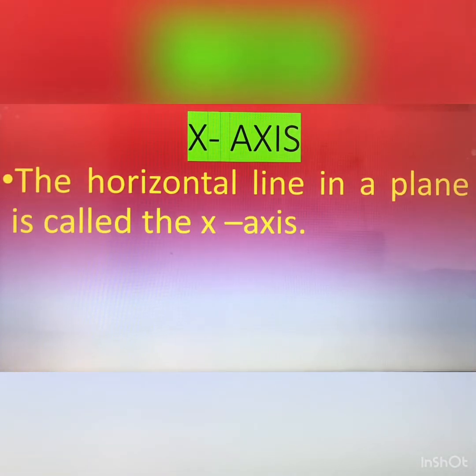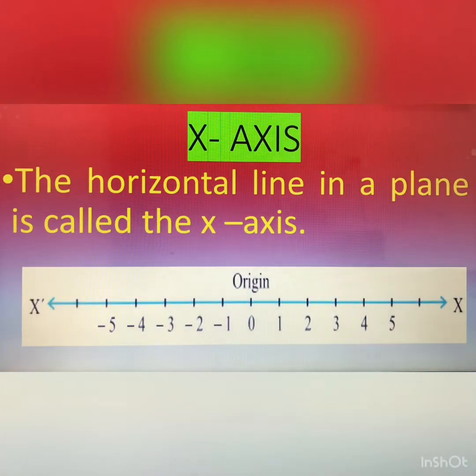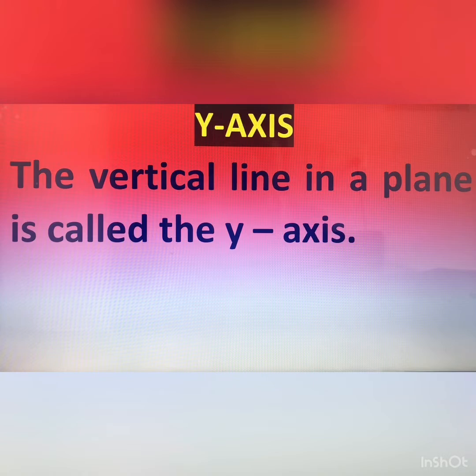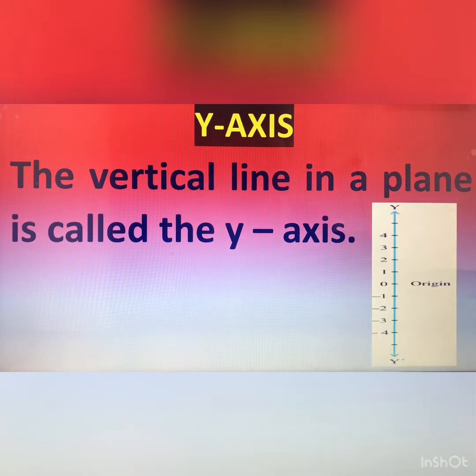Now, what is the x-axis? The horizontal line in a plane is called the x-axis. So, this is the x-axis which you see in the diagram. Now, y-axis. What is the y-axis? The vertical line in a plane is called the y-axis. This is the vertical line, indicate the numbers on it, and the 0 indicates the origin.